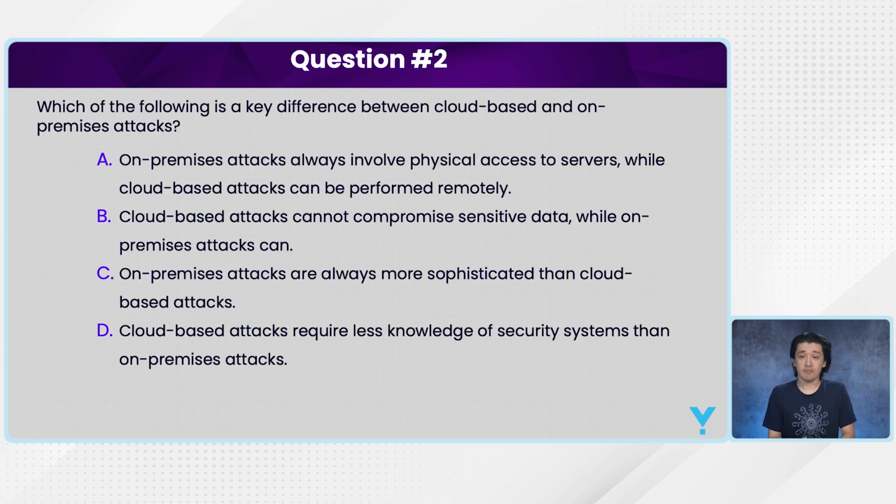Question 2. Which of the following is a key difference between cloud-based and on-premise attacks? A, on-premise attacks always involve physical access to servers, while cloud-based attacks can be performed remotely. B, cloud-based attacks cannot compromise sensitive data, while on-premise attacks can. C, on-premise attacks are always more sophisticated than cloud-based attacks. Or D, cloud-based attacks require less knowledge of security systems than on-premise attacks. I'll give you a second.